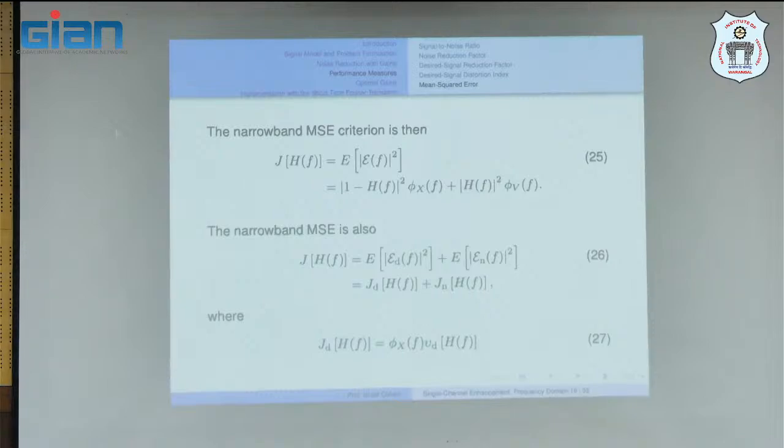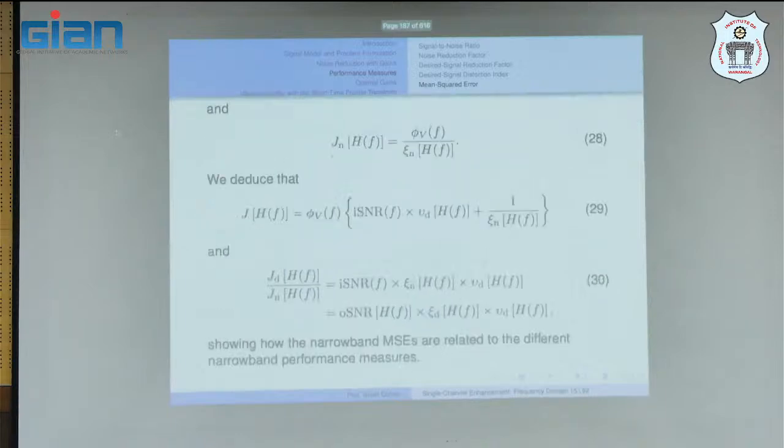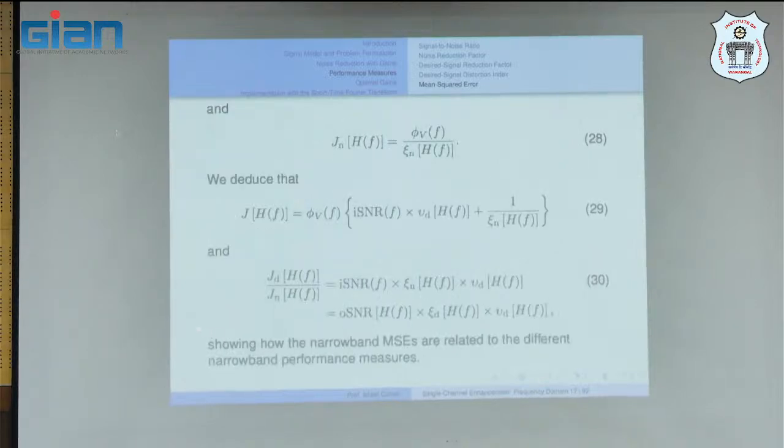Also for the mean squared error, we have 2 different definitions. One is the narrowband, and one is the broadband. This is the narrowband MSE, just like we said, this is the definition. And we can also have the broadband MSE, which is simply the integral.